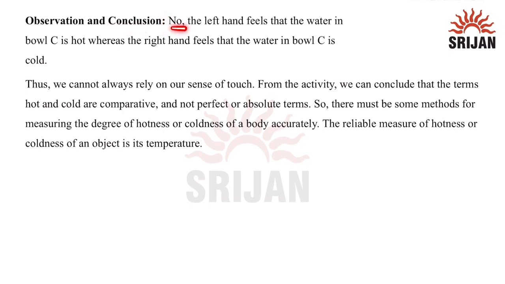Now, the observation and conclusion. The observation is that the left hand feels that the water in bowl C is hot, whereas the right hand feels that the water in bowl C is cold. Thus, we cannot always rely on our sense of touch. From the activity, we can easily conclude that the terms hot and cold are comparative and not perfect or absolute terms. So, there must be some method for measuring the degree of hotness or coldness of a body accurately. The reliable measure of hotness and coldness of an object is the temperature of the object. I hope this topic is clear to you. Thank you.